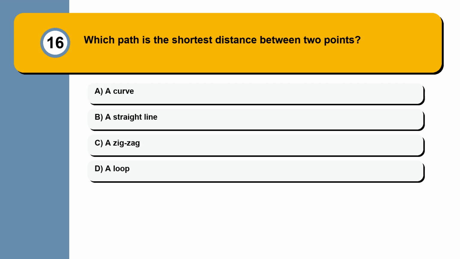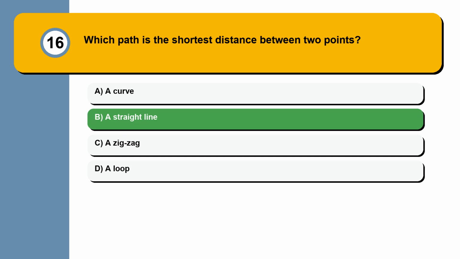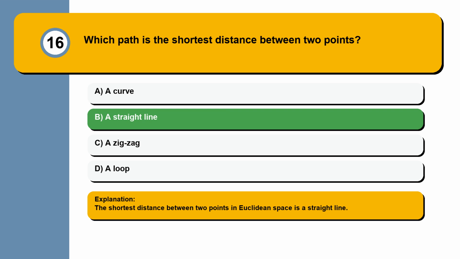Question 16. Which path is the shortest distance between 2 points? A curve, a straight line, a zigzag, a loop. The shortest distance between 2 points in Euclidean space is a straight line.